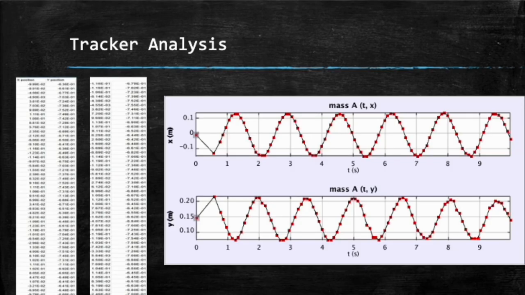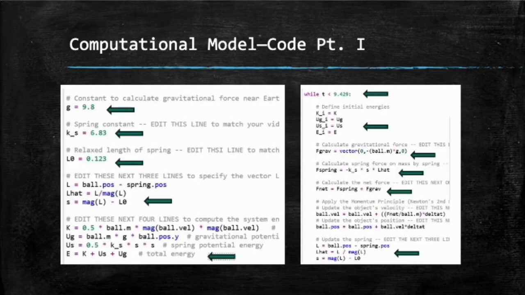Here we have our tracker analysis, in which we use Tracker software to analyze the motion of the spring mass system. The software helped us capture and track the oscillations frame by frame, providing precise data to graph position and velocity over time.